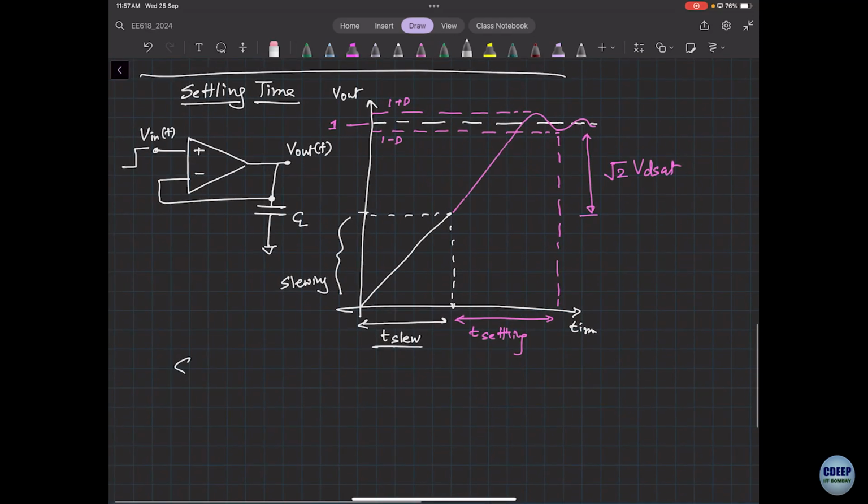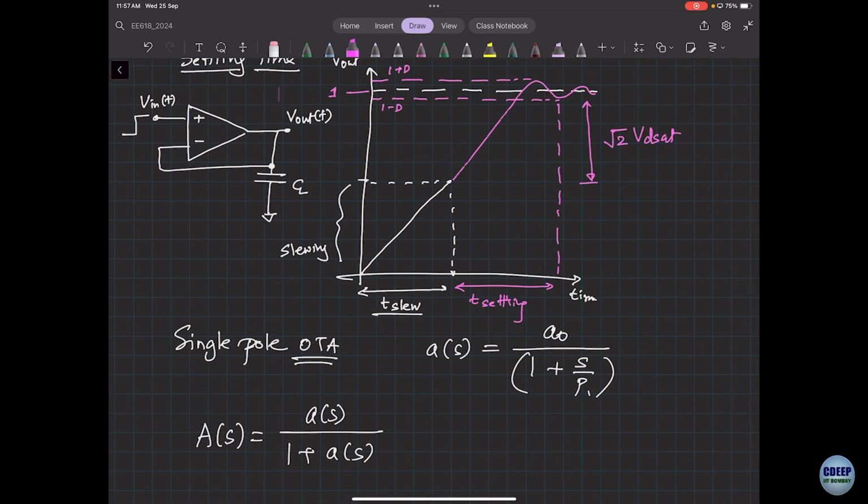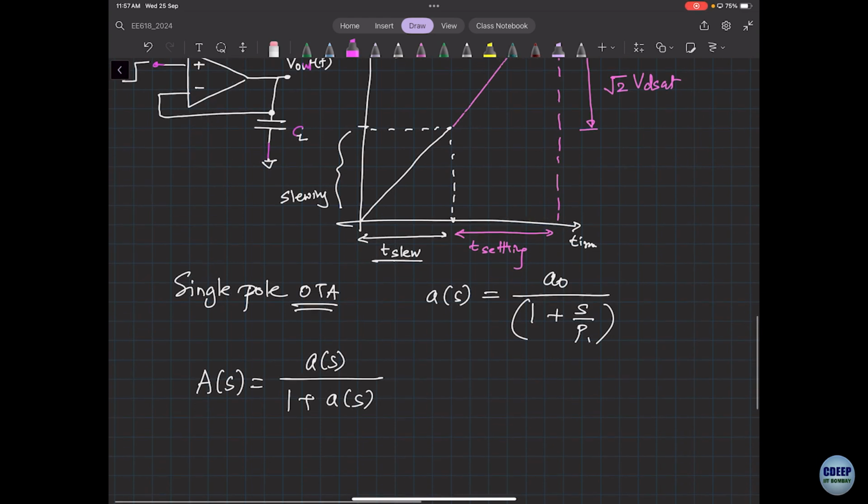Now let's understand this business. Let's consider a single pole op-amp, OTA, and the transfer function is A of S equal to A0 divided by 1 plus S divided by P1. And then what would be our closed loop gain? It will be A of S divided by 1 plus A of S. I'm talking about this particular circuit here. So this will be equal to A0 divided by, I'm just redistributing, giving you the final result, S over P1 times A0 plus 1. This is something we have done before.